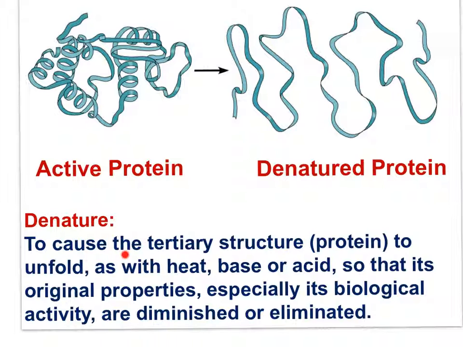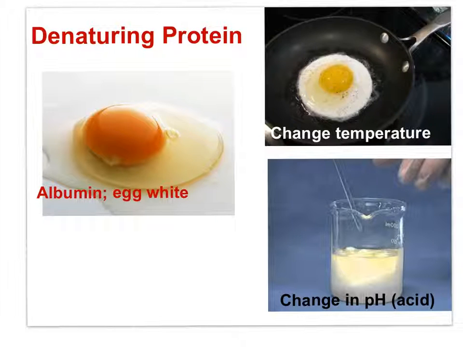Denature is to cause the tertiary structure of the polypeptide, the protein, to unfold, as with heat, base, or acid, so that its original properties, especially its biological activity, are diminished or eliminated. High temperatures or changes in pH will denature proteins, denature enzymes. As the egg white becomes opaque during heating, the protein albumin is becoming denatured.